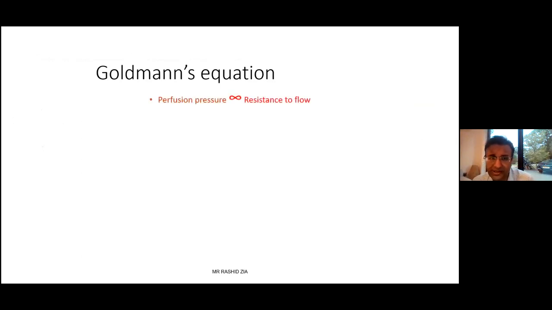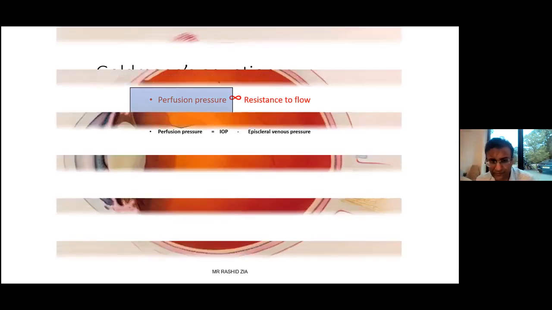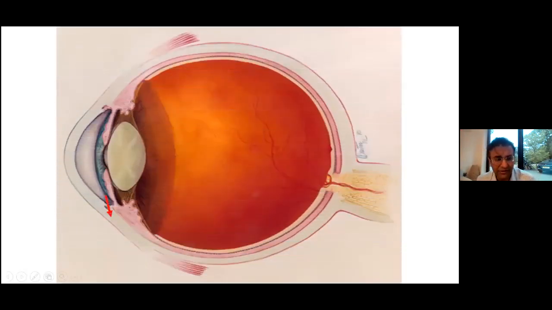The Goldman equation says that the perfusion pressure is directly proportional to the resistance of aqueous flow. Now, what is perfusion pressure? Perfusion pressure is the driving force which pushes the aqueous out of the trabecular meshwork, i.e., it is the difference of intraocular pressure and the episcleral venous pressure. So this red arrow that you see here is actually the perfusion pressure, which is the difference between the intraocular pressure and the episcleral venous pressure.